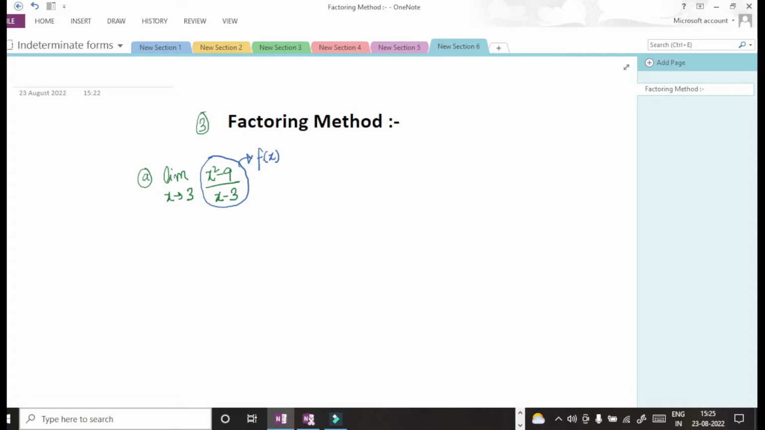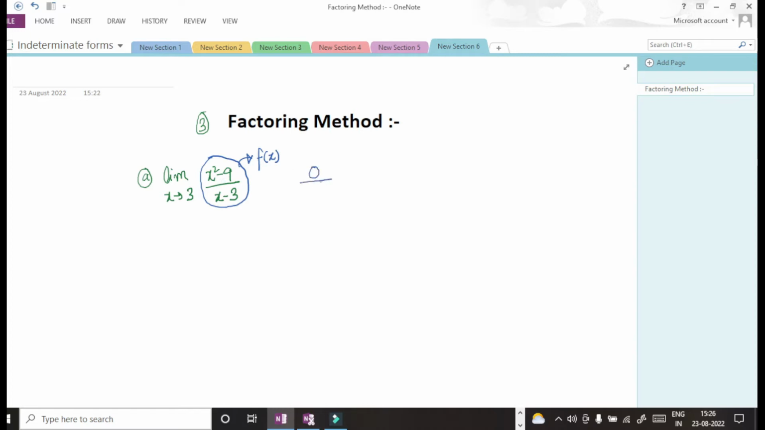First we have seen the substitution method, and second we have seen the tabular and approximation method. Now we are talking about the third way to solve limits, that is the factoring method. If this limit is x tends to 3, x square minus 9 upon x minus 3, and we put directly x is equal to 3, then in the numerator we have x square minus 9. Placing x equal to 3, 3 power 2 is 9, and 9 minus 9 is 0. So the numerator is 0.